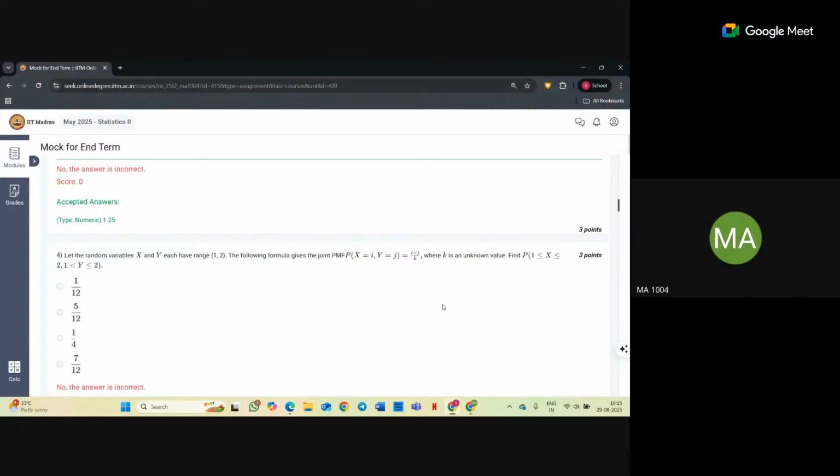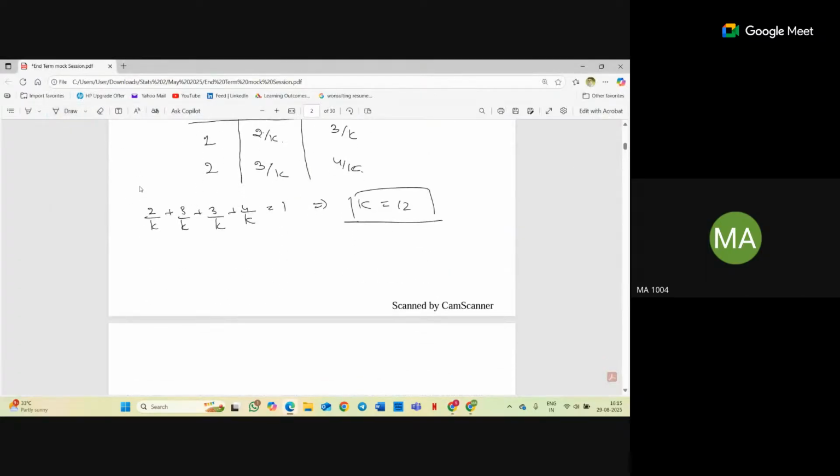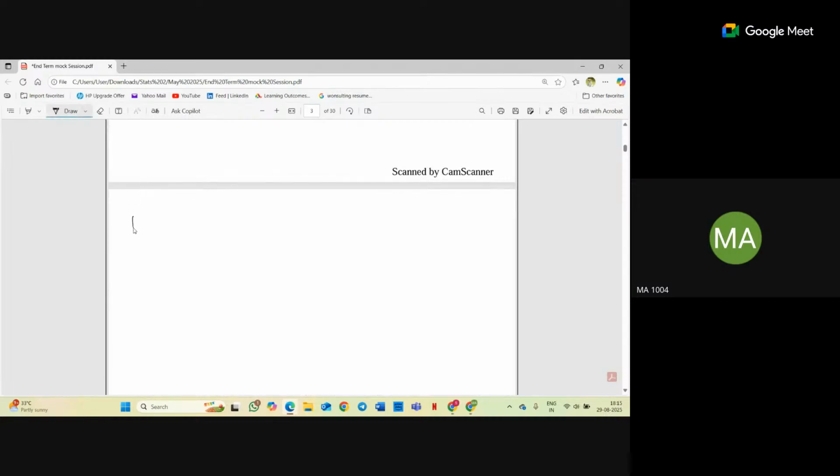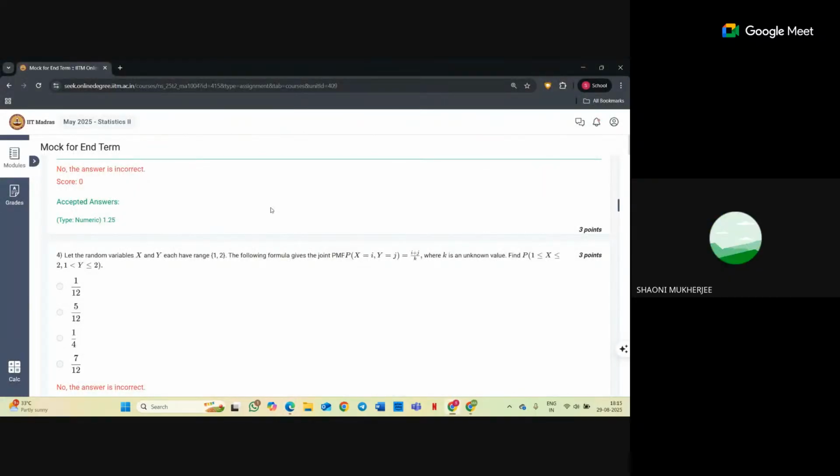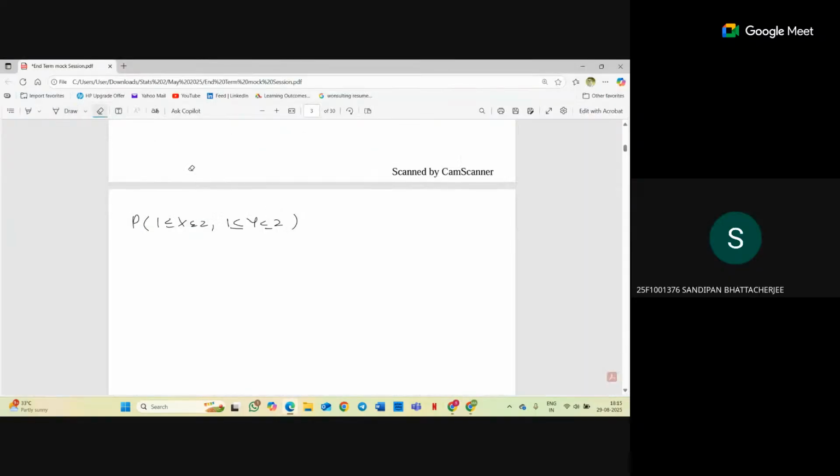What do we need to find out? The probability of X from 1 to 2, comma, Y from 1 to 2, correct? No, no, I think Y is not inclusive, it is not equal. Actually, yes, it will be excluding.